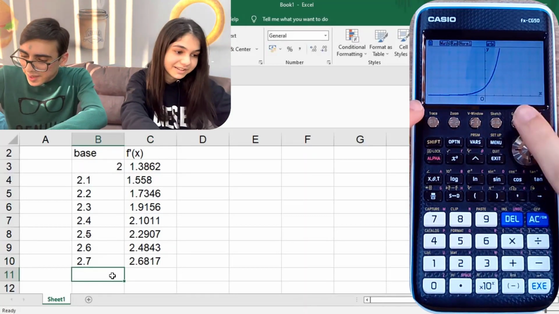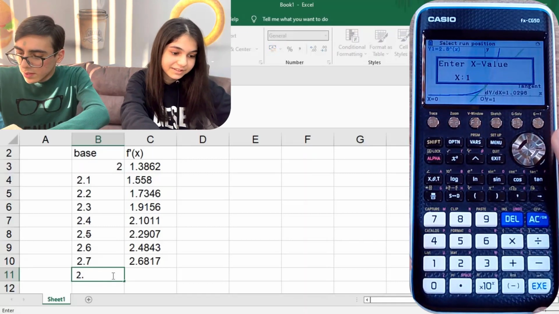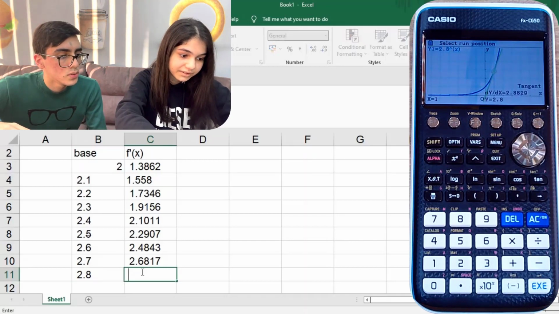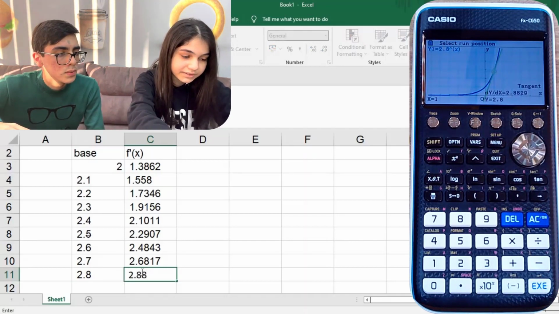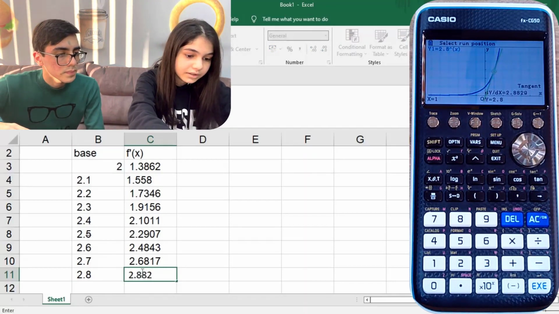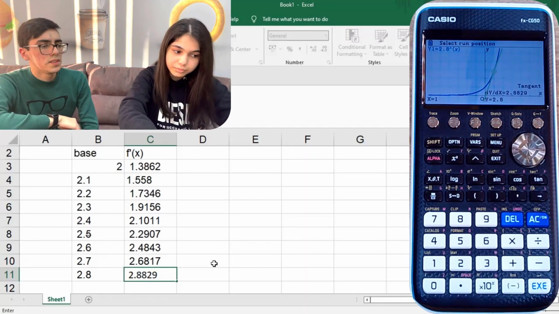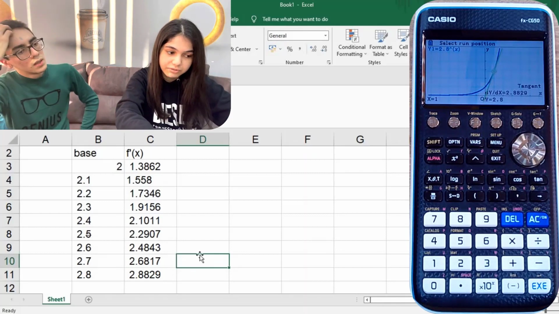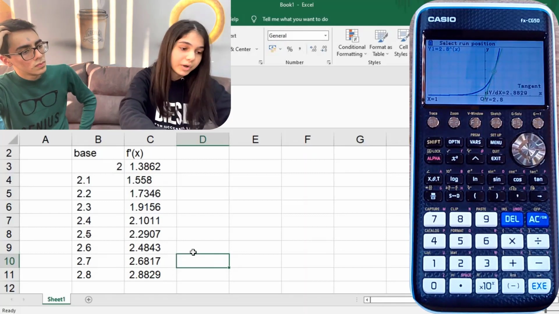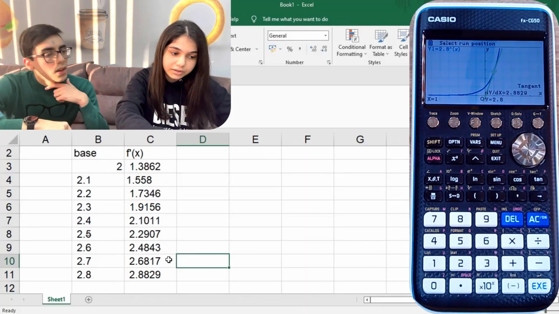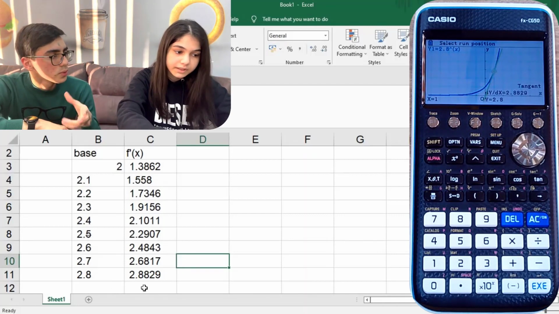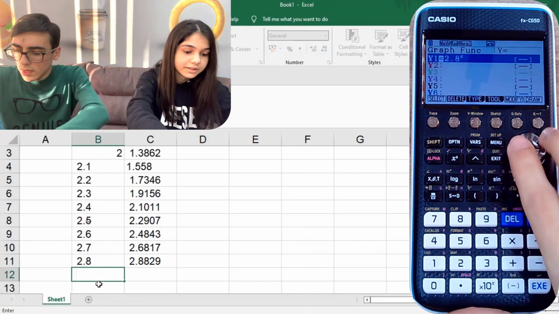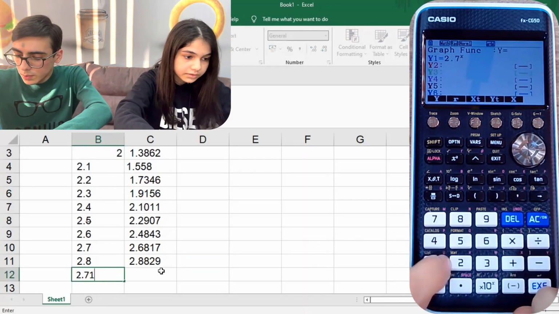Sketch the tangent at 1. It's 2.889. And again, it's just going away from the value. It's really amazing that there's a great jump between 2.7 and 2.8. But let's take something closer to e itself, like 2.71.